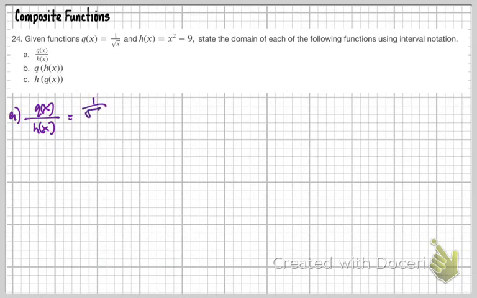1 over the square root of x over x squared minus 9. So to simplify this, this would be 1 over square root of x times x squared minus 9. So now we're going to look at where the domain for this function is. Now when I look at this part, the x here, I know the domain for that is x has to be greater than or equal to 0.